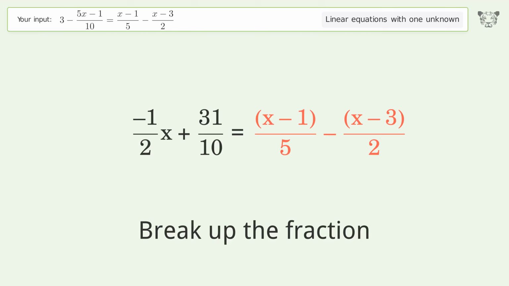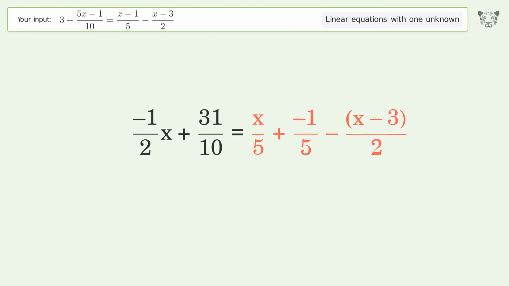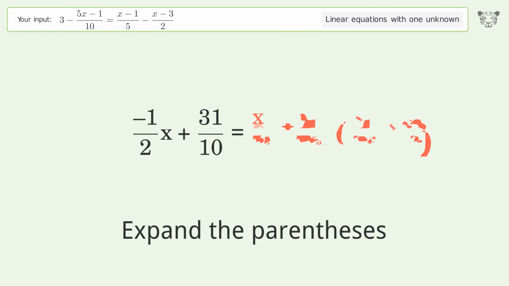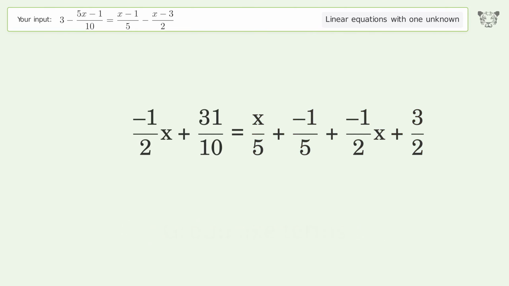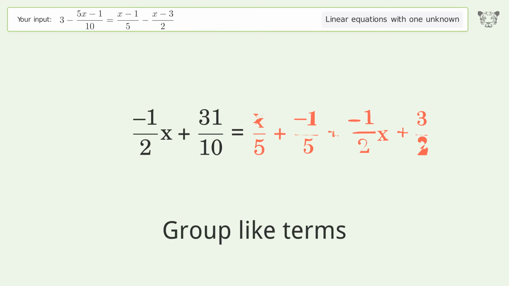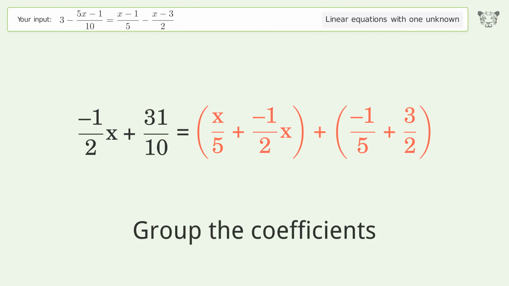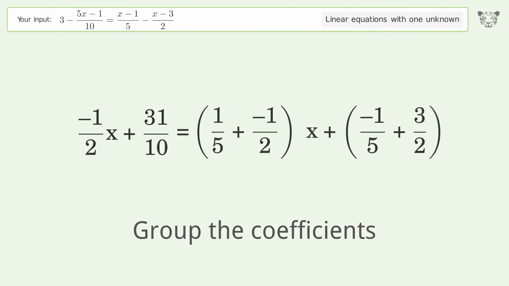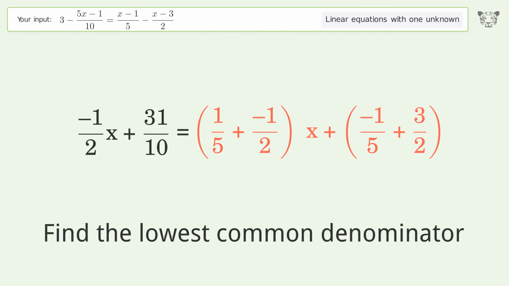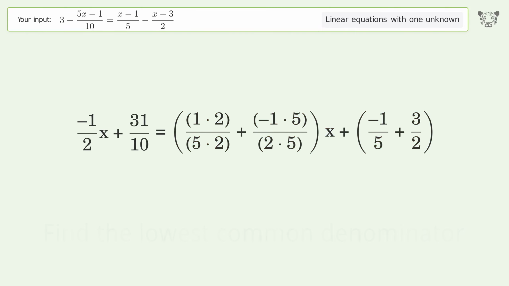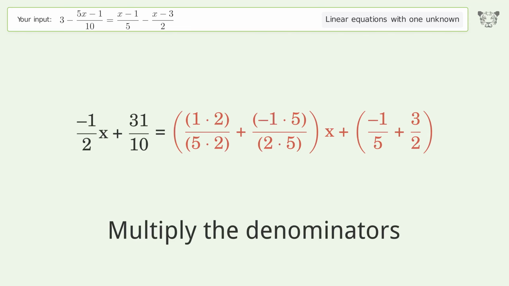Break up the fraction. Expand the parentheses. Group like terms. Group the coefficients. Find the lowest common denominator. Multiply the denominators.